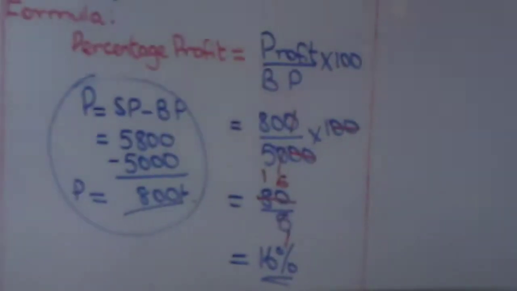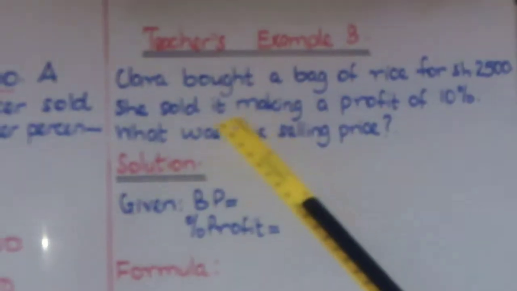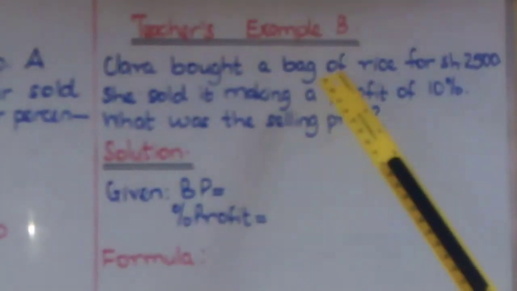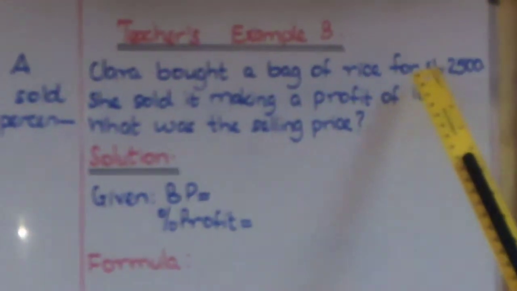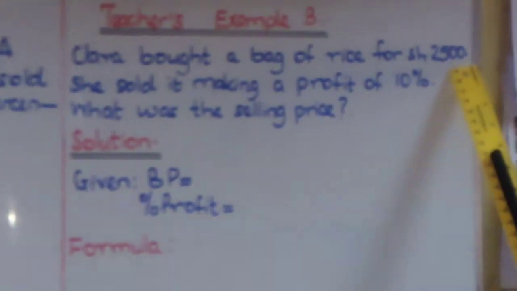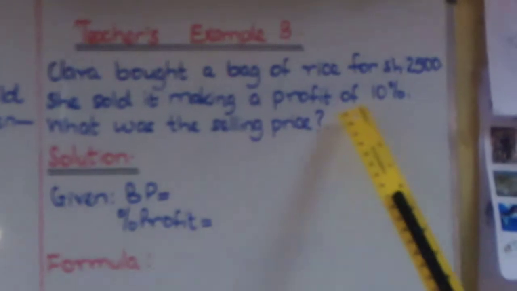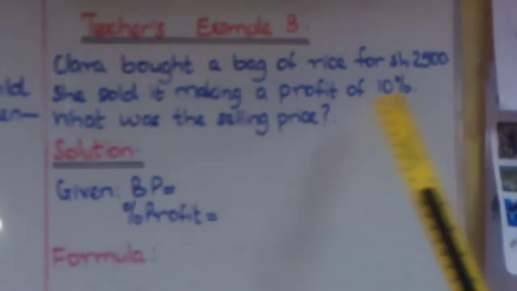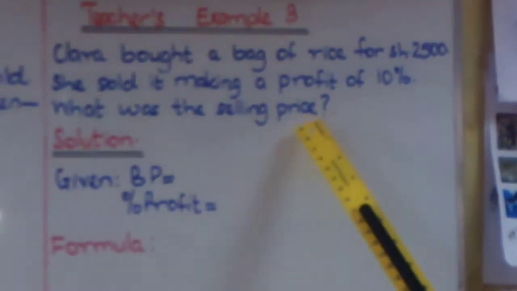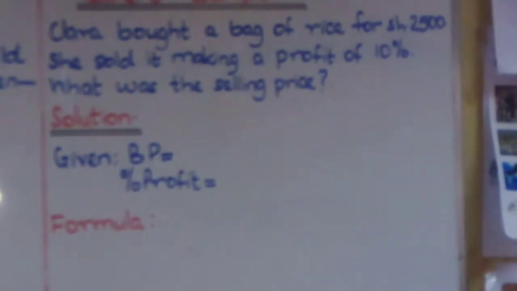Let's go to the next teacher's example. Teacher's example number 3. Clara bought a bag of rice for 2,500 shillings. She sold it, making a profit of 10%. What was the selling price?